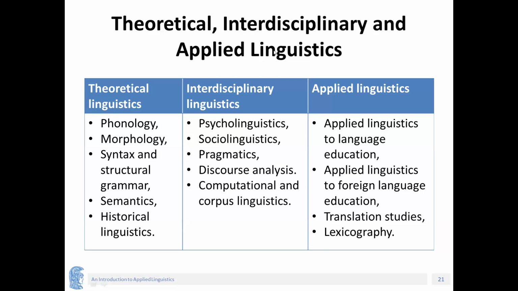Theoretical linguistics, interdisciplinary linguistics, applied linguistics. So there are 3 columns. You see, under theoretical linguistics, what are we paying our attention to? Phonology, morphology, syntax, structural grammar, semantics, historical linguistics. So we have touched a great deal of that segment.